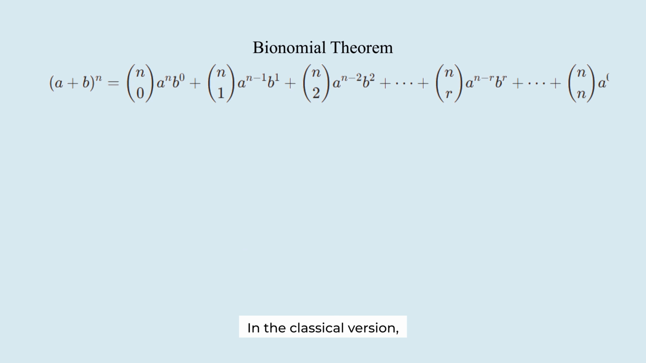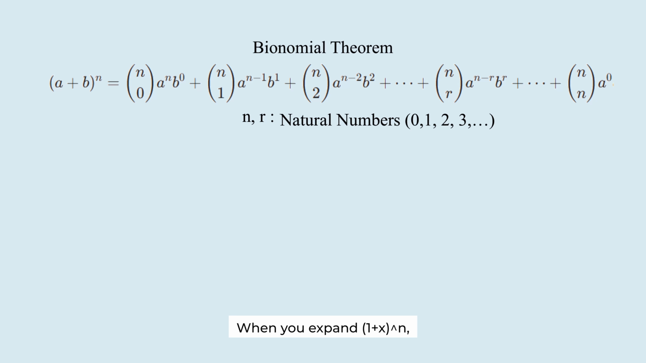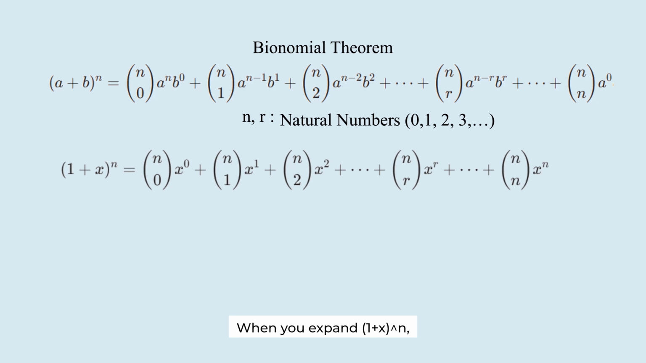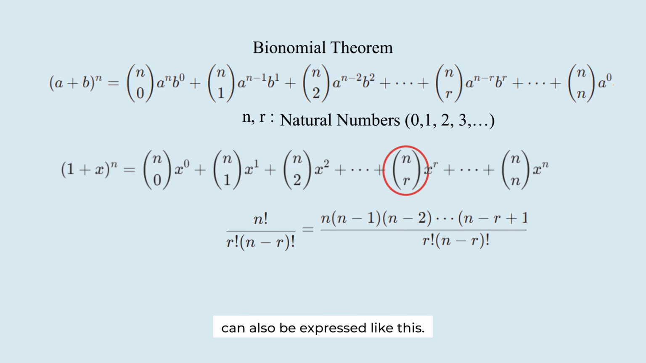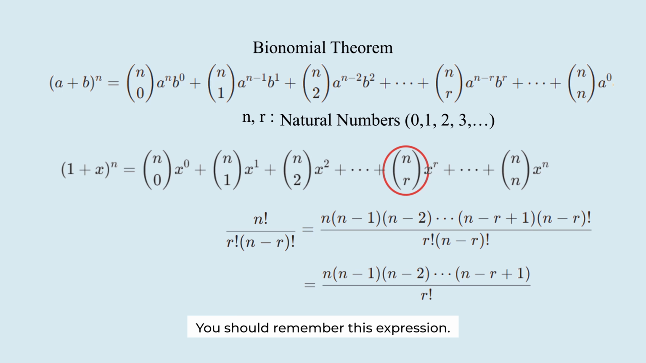In the classical version, n and r must be natural numbers. When you expand 1 plus x to the power of n, the coefficient of x to the power of r is exactly n combination r. This formula can also be expressed like this. You should remember this expression.